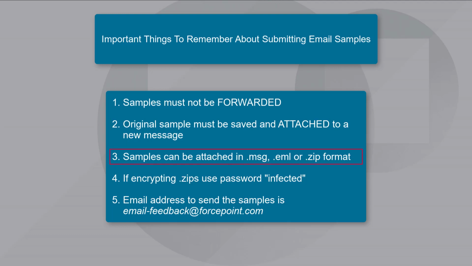Samples can be attached in .msg, .eml, or zip format. If you would like to send the samples as a zip file, you can password protect the zip by using the password infected. The email address to send the samples to is email-feedback@forcepoint.com.